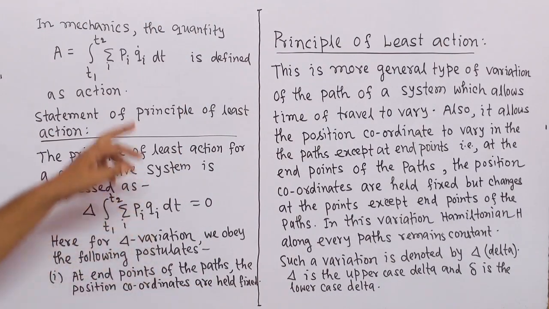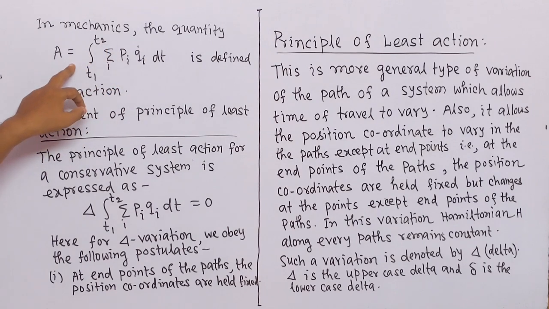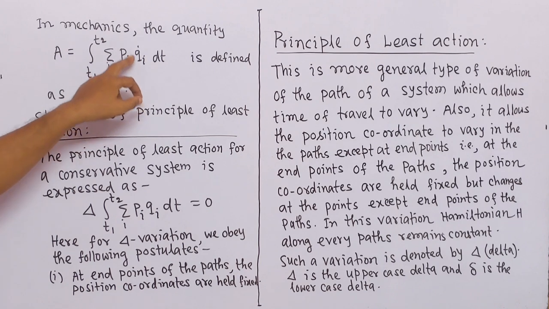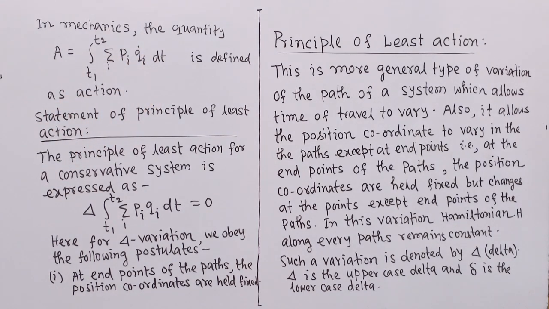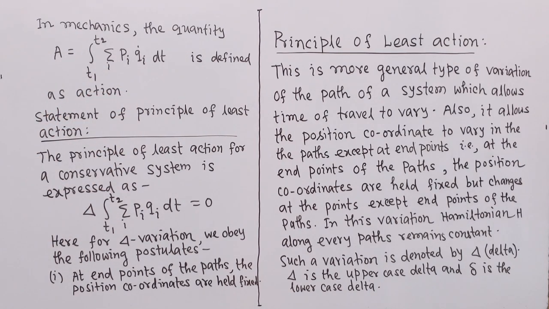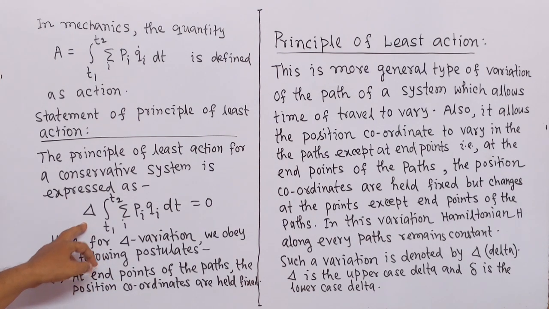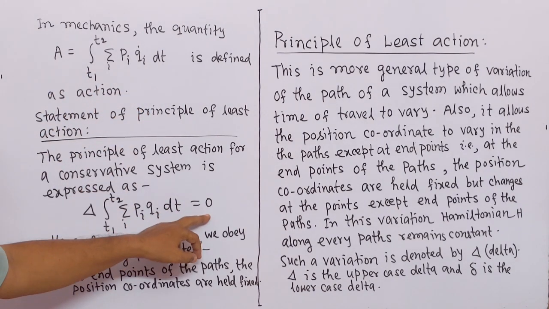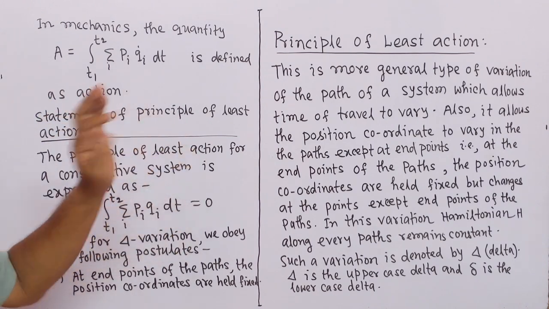In mechanics, the quantity A equal to the integration from limit t1 to t2 of sigma i p_i q_i dot dt is defined as action. Now we state the principle of least action. The principle of least action for a conservative system is expressed as delta of this integration equal to 0, that is, delta A equal to 0.